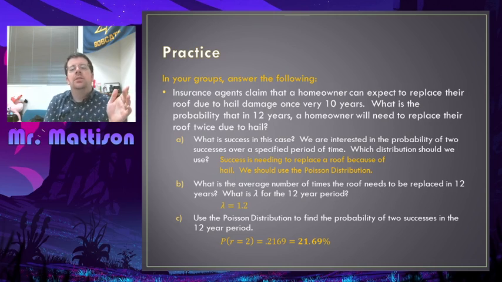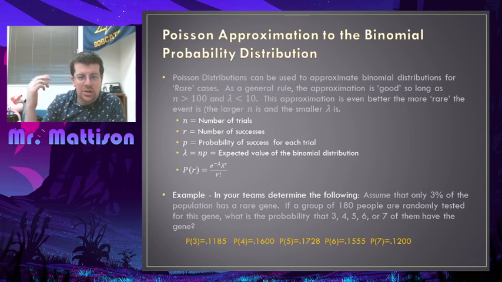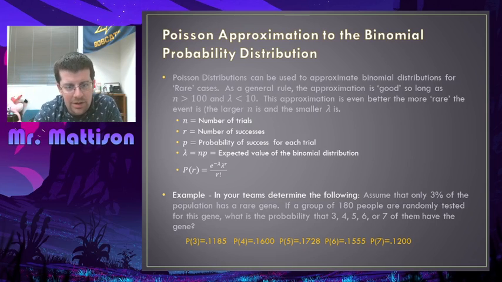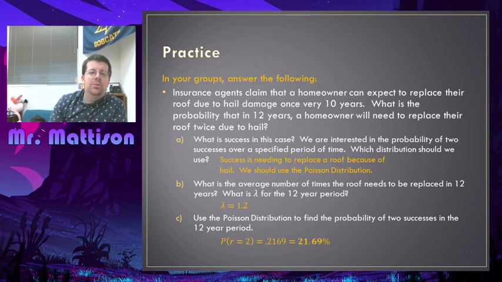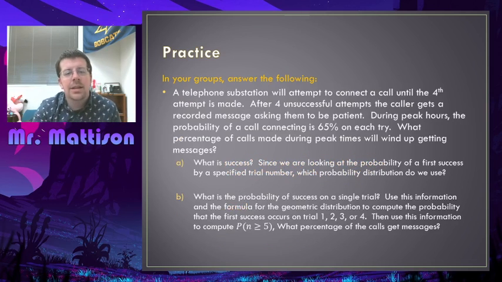And then to determine the probability of having 2 roof replacements, I would plug in all of those values into my equation. So I get e raised to the negative 1.2 times 1.2 raised to the 2 over 2 factorial, and you end up getting 0.2169, saying there's a little over a 21% chance that I'll have to replace my roof twice in a 12-year period. Okay, second one.